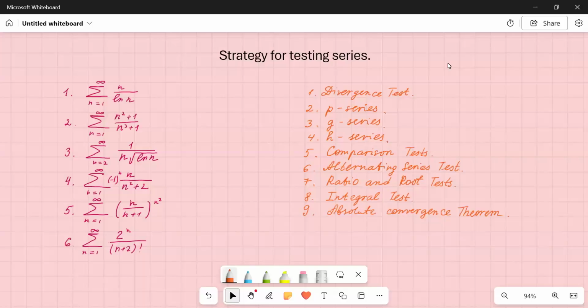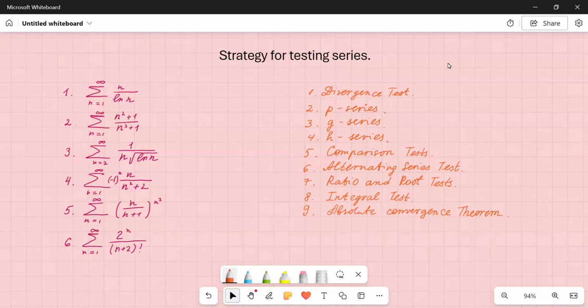Hello, everyone. Today we are going to discuss the strategy we use for testing series. Basically, it's a big review of all the possible tests we can use to test a series, and different kinds of series about which we already know whether they are convergent or divergent. So, guys, on the left side of my whiteboard, let's say pinboard, I have six different series.